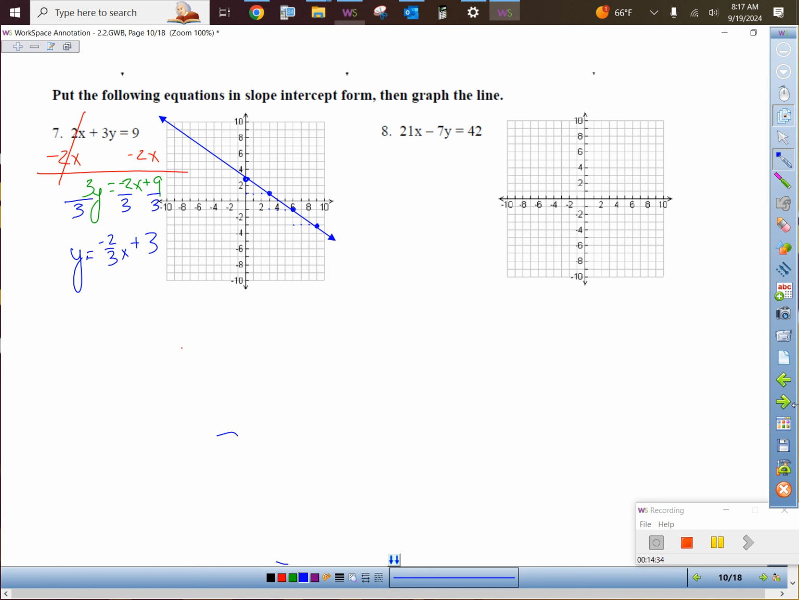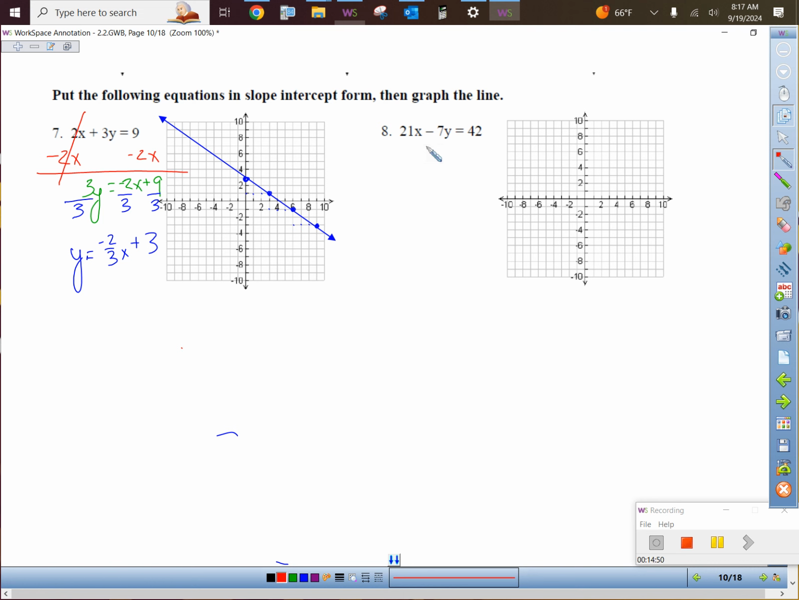But that's the work that I would like to see. And after a few days, I can tell who's comfortable not showing all those steps and who probably still needs to show those steps, okay? But I want everyone to show those steps until I tell you we can stop. But that's only one example.